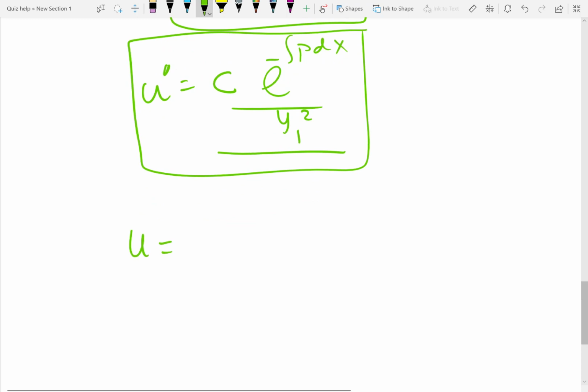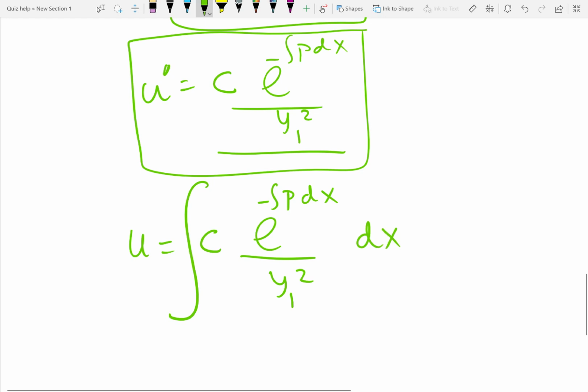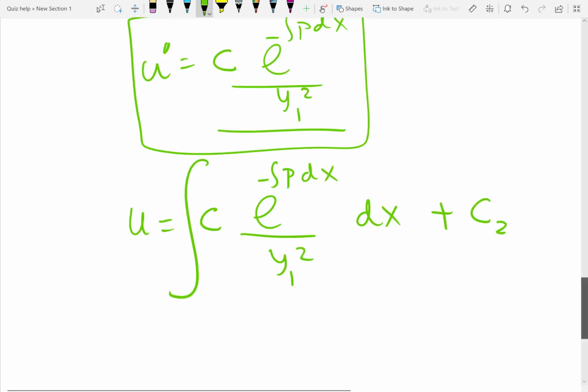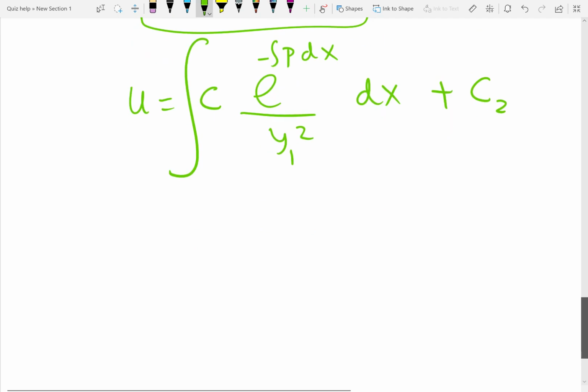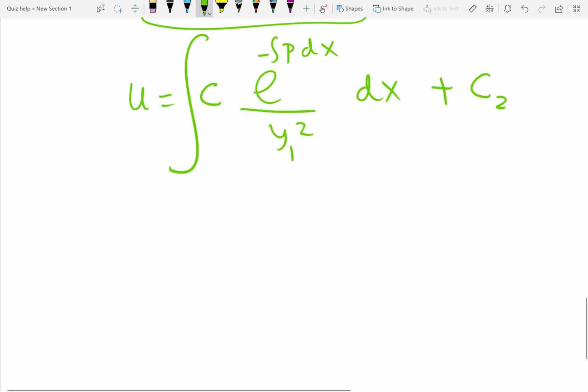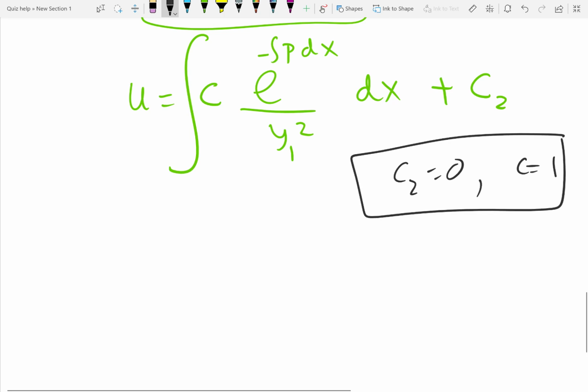Looks ugly, right? Wait a minute, okay? So C times e to the negative integral of p dx over y1 squared. We are going to integrate this whole thing with respect to X and we will produce another constant. Okay, let's deal with the constants first. This looks a little bit long and horrifying, but it is not. When you solve the problems, you will see it's not as horrifying as you think. For our simplicity, let's choose our C2 to be 0 and C to be 1. So I'm trying to make your life easy. We can choose these constants by ourselves, okay? So let's get rid of these constants.